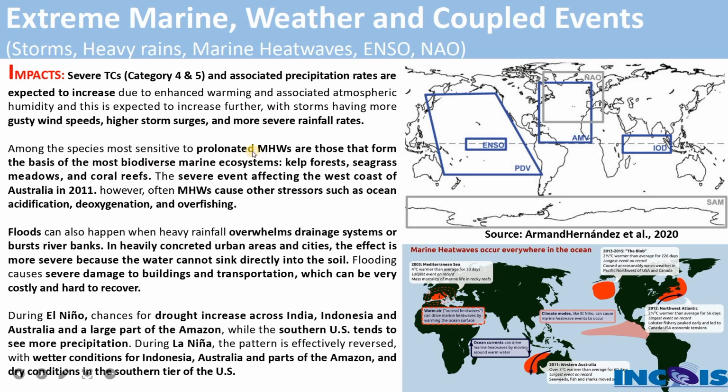Coming to the marine heat wave impacts, the species most sensitive to prolonged marine heat waves are those at the base of the most biodiverse marine ecosystems, like kelp forests, seagrass meadows, and coastal reefs, right? Many severe coral bleaching events occurred, especially in the Great Barrier Reef in Australia, in 2011, 2017, and 2019. Since the last decade, many massive coral bleaching events have occurred because of this excess warming and the formation of marine heat waves.